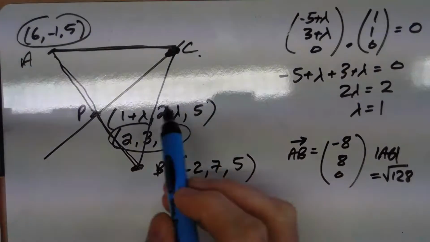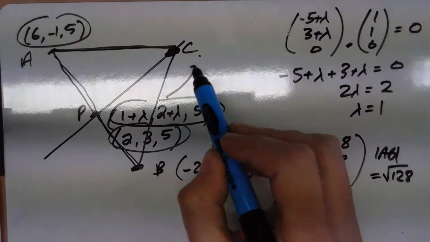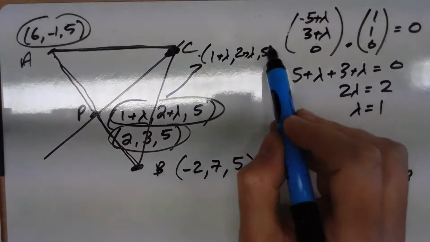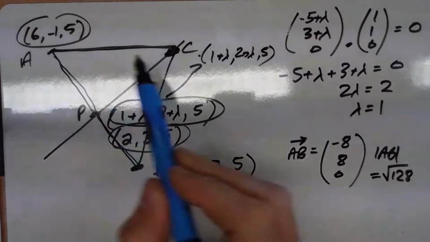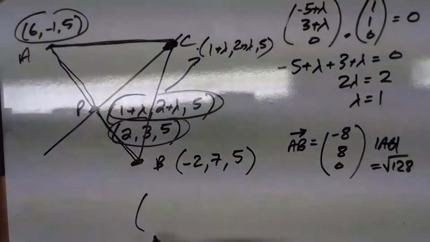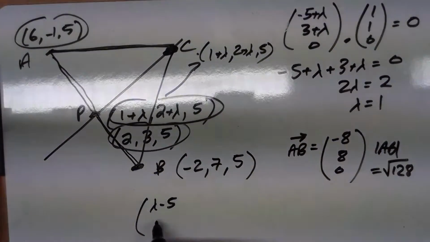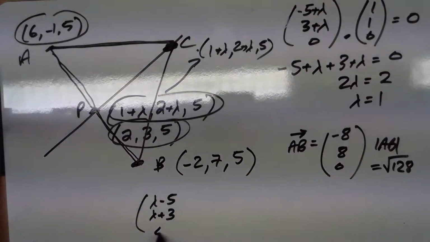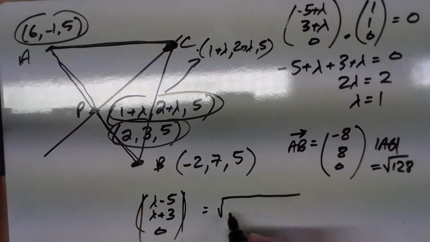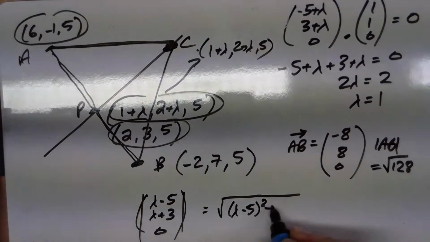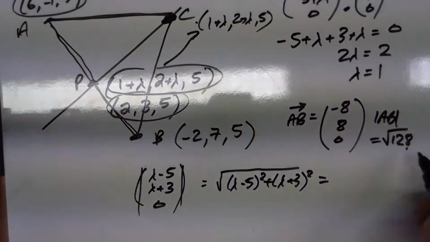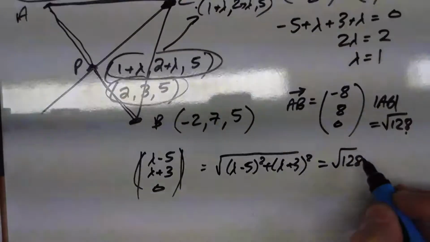Now, this point C here is actually just this thing again. I know it looks a bit weird just moving it up here, but what we're saying here is it's just another point on the line there. And so the journey from A to C is the same as the thing we had up here again. So it's (λ - 5, λ + 3, 0). And if I want to find the length of that journey, then it's the square root of (λ - 5) all squared plus (λ + 3) all squared. And we're saying that that is this distance here, the square root of 128.